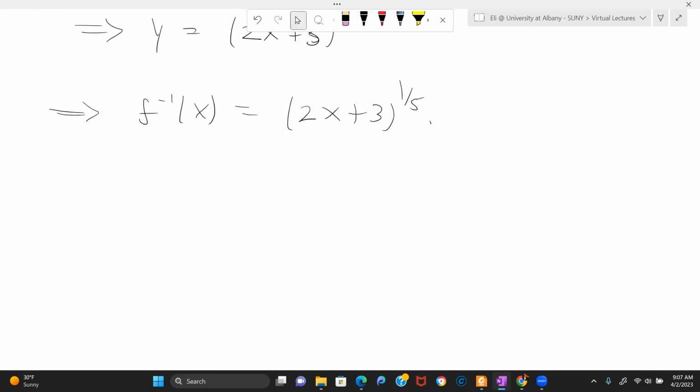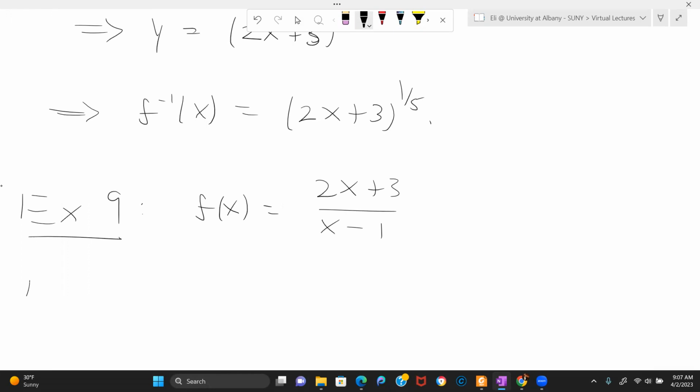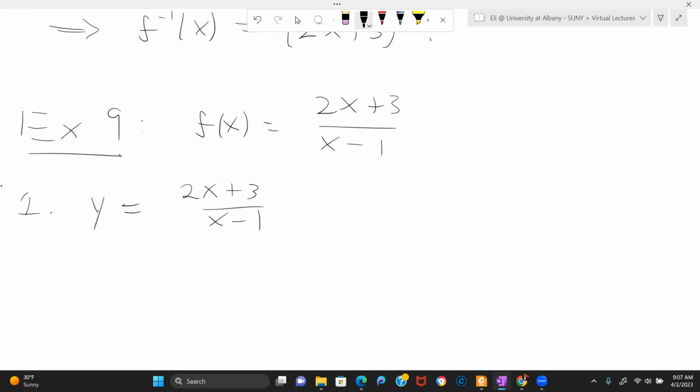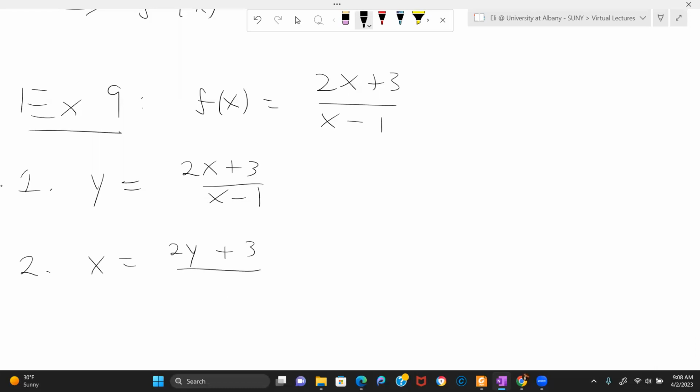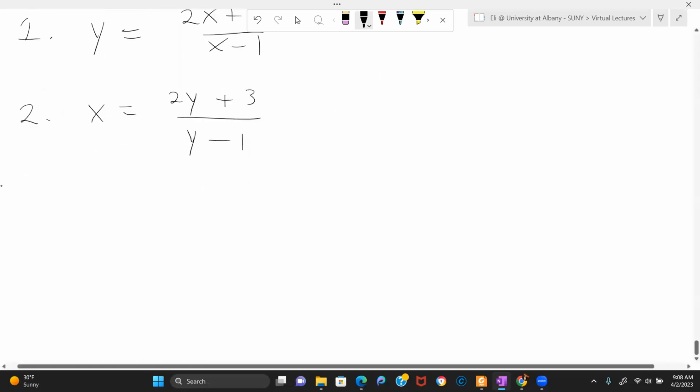All right, so now let's do example 9. Example 9 is a rational function. So we have f of x is equal to (2x plus 3) over (x minus 1). The first step is set y equal to f of x, which is (2x plus 3) over (x minus 1). And now we're going to swap x and y. So now we're going to have x equal to (2y plus 3) over (y minus 1). And then finally, we're going to solve for y.